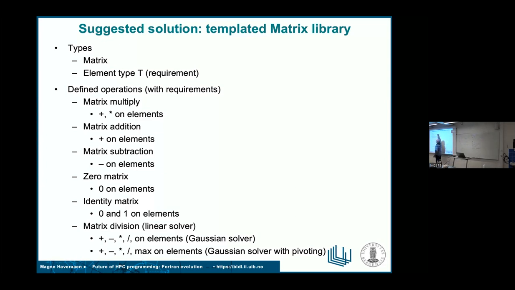So yes, matrix, element type, defined operations. Matrix multiply, I put that one first as the matrix operation, and then I need plus and star on the elements. Matrix addition does the plus of the elements. Matrix subtraction, the minus symbol on the elements. Zero matrix, zero on the elements. Identity matrix, zero and one on the elements.